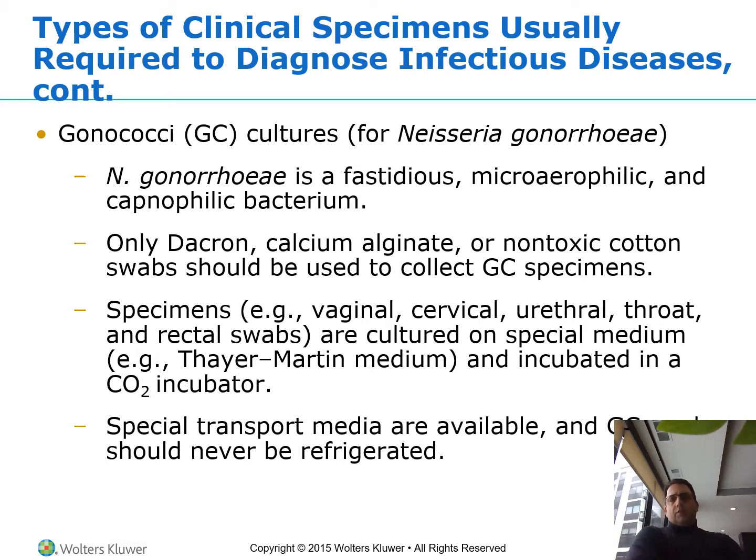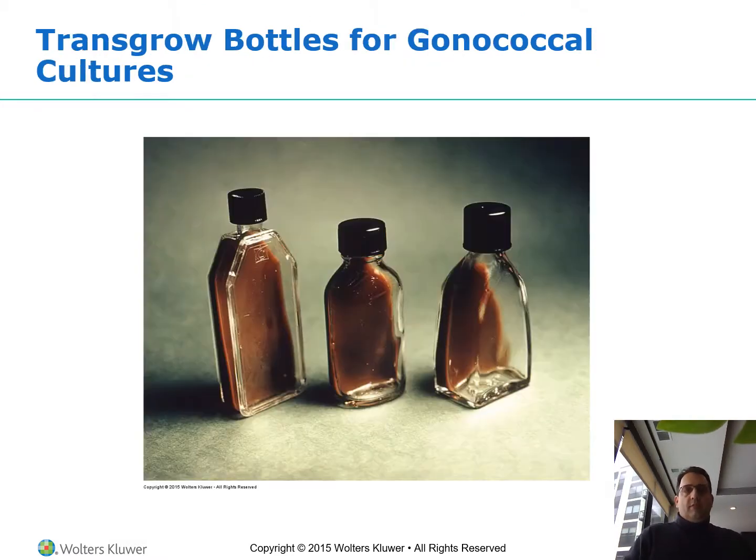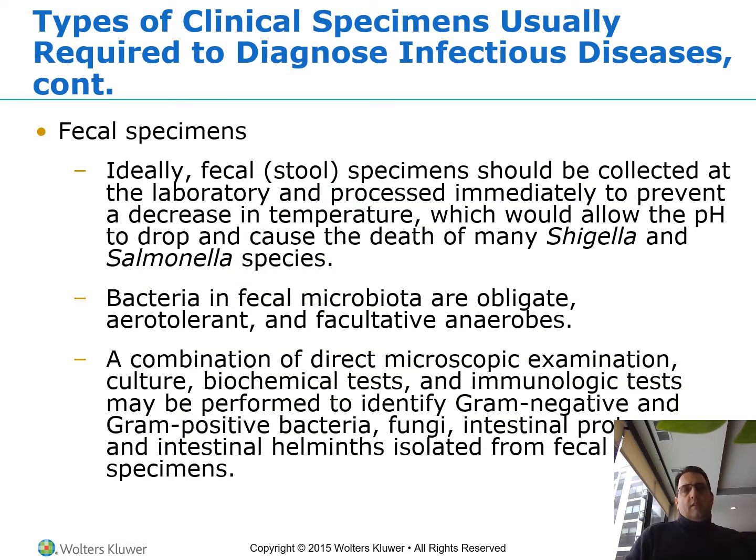Gonococcal cultures are interesting bacteria. They are fastidious, which means they need lots and lots of nutrients to grow. They like small amounts of oxygen and carbon dioxide. So you have to collect them with special tools. You have to grow them on special media and incubate them in a carbon dioxide incubator. So in other words, these have to be treated very, very differently than most. There's a nice little image of that culture.